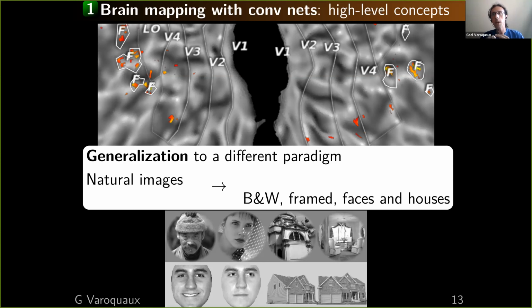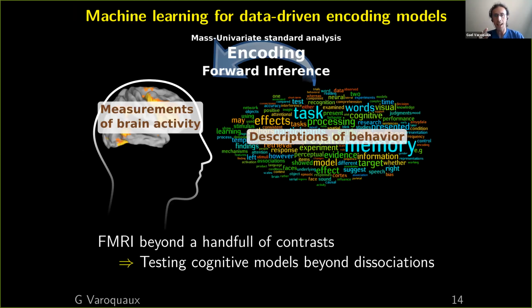And this generalization is possible only because we're using predictive models, hence machine learning tools. So really the idea here is that when we're using encoding instead of a classic standard analysis, we can have predictive models, we can train them on much richer stimuli, and so we can basically build methods of fMRI that go beyond a handful of contrasts and that test cognitive models beyond simple dissociations such as opposing faces and places. Because once again, those simple dissociations are only interpretable inside the cognitive theory that underlies the event. Whereas a predictive model can make predictions that go beyond this and be tested beyond a set of stimuli.